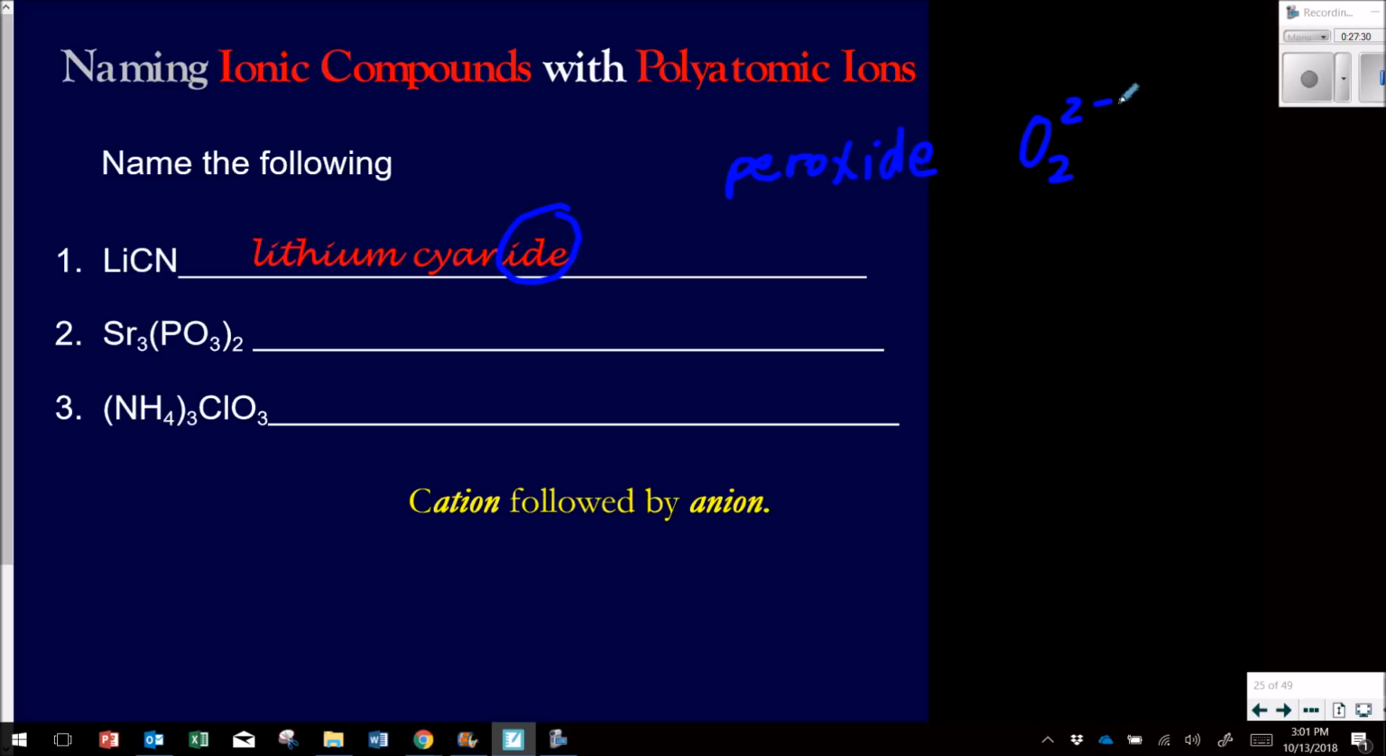Sr3 PO3 parentheses 2. Sr is strontium. PO3 is phosphite. And I'm done. The NH4 is ammonium. And ClO3 is chlorate.